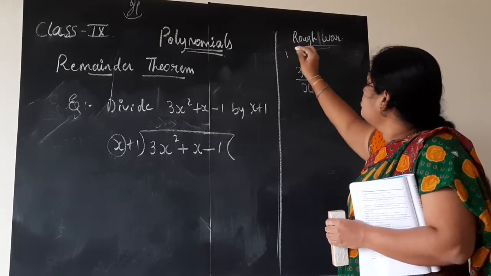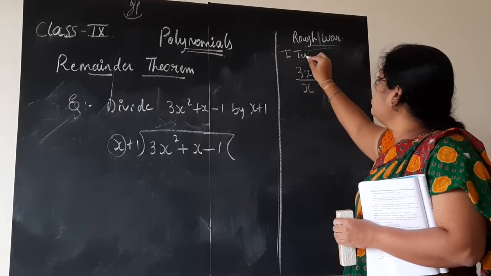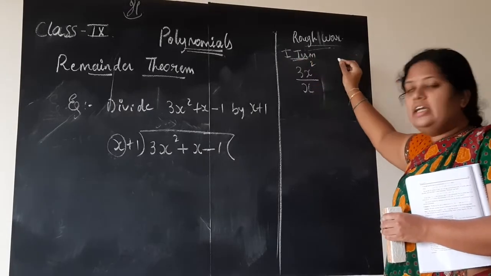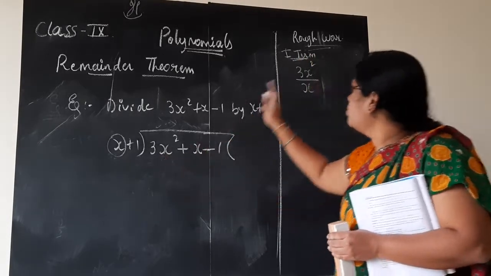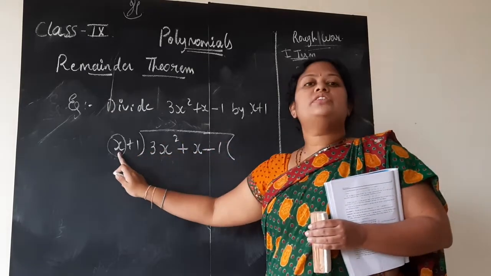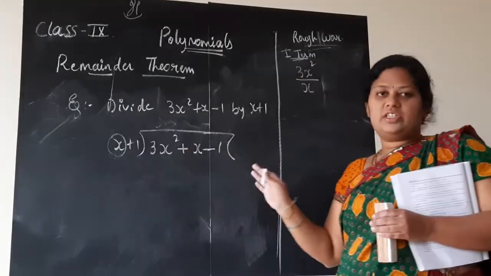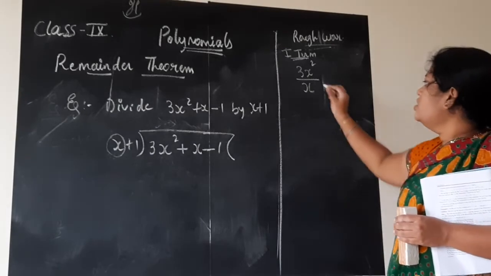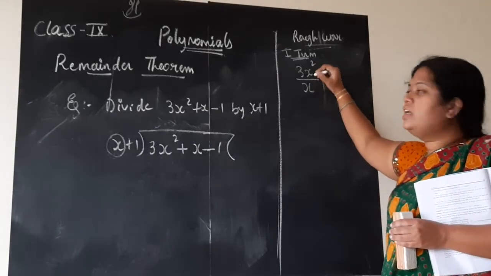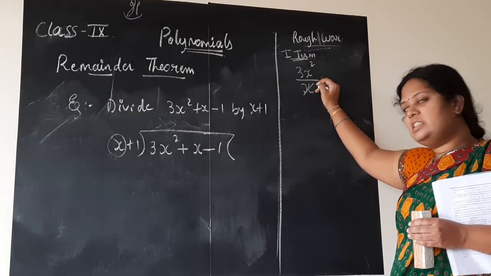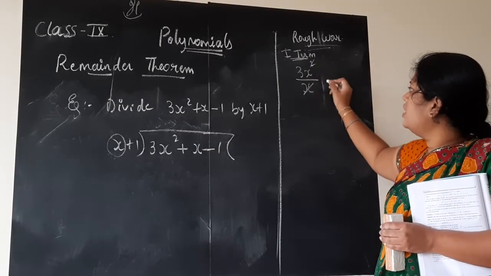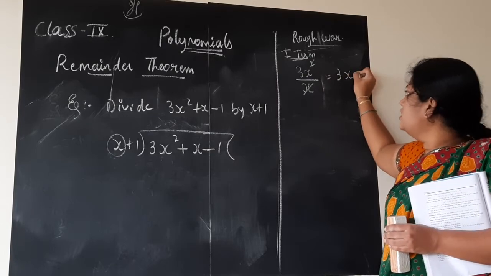This is for the first term, right? Write like this, no loss in that. First term, what is that? 3x square divided by the first term of the monomial, x. Don't consider plus 1, I am repeating. By x. So I showed you division now. What will you get? 3x square in the numerator, x in the denominator. So x cancelled with x, I am left with only 3x.